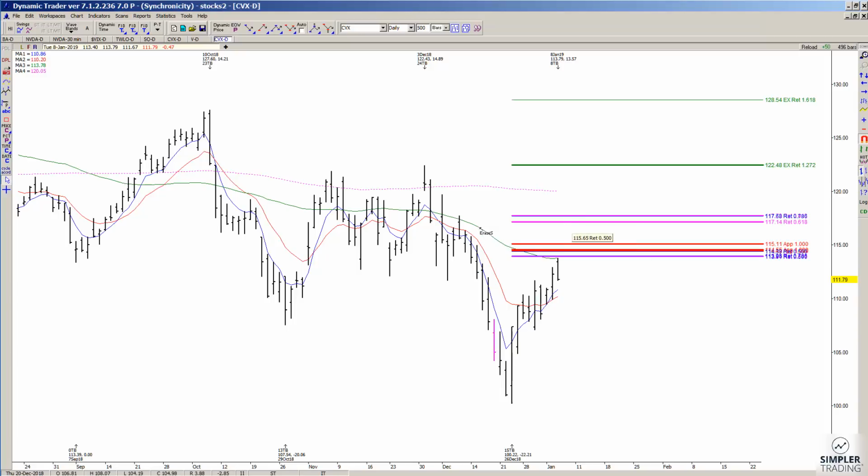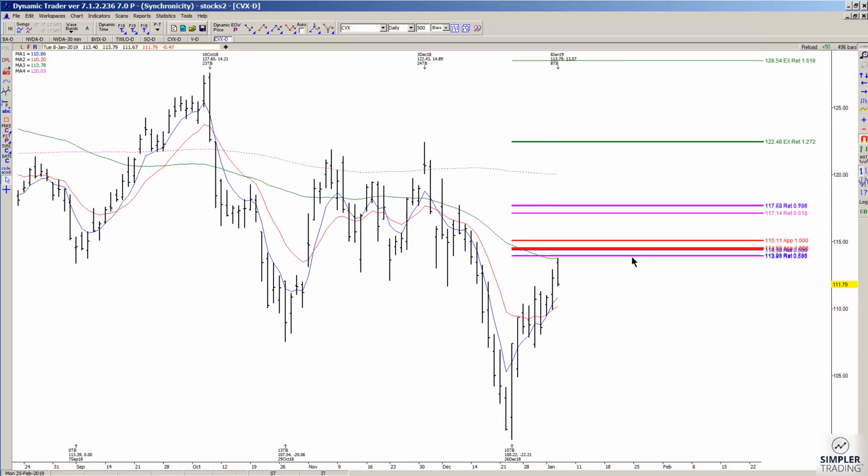So, bottom line, the setup, the area that I'm watching for possible failure and a resumption of the decline in CVX is this 113.91 to 114.55 area. Now it wasn't a perfect hit of resistance, just a teeny bit short of it, 113.79 instead of 91, but that is close enough to start looking for a trigger.